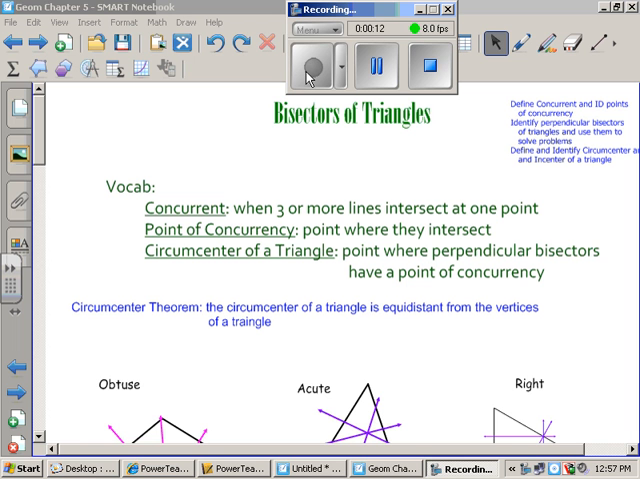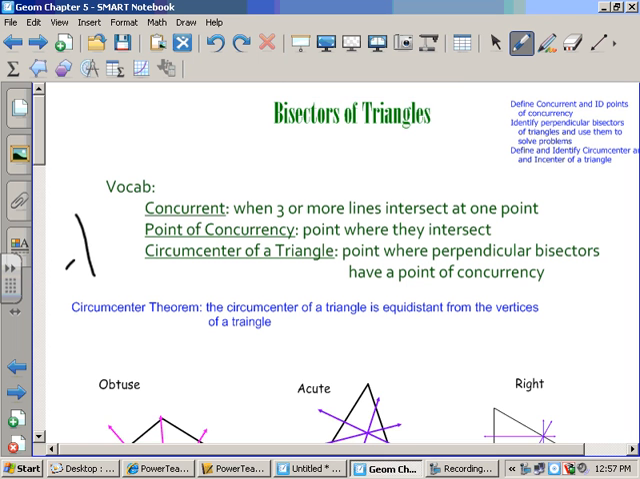First is concurrent. Concurrent means that three lines are intersecting. So if two lines cross, it's called intersecting. If three lines cross, it's called concurrent. Okay? So the point of concurrency is the point where the three lines intersect. So, for instance, in these three lines, that point right there would be the point of concurrency.